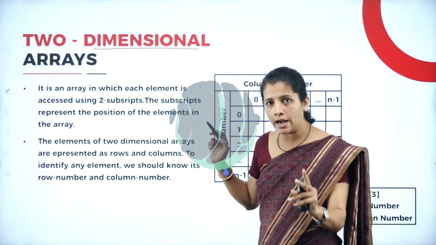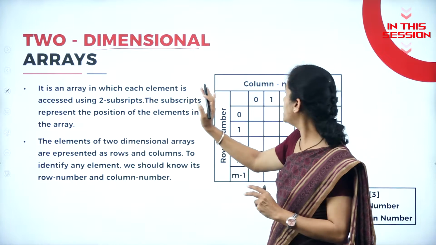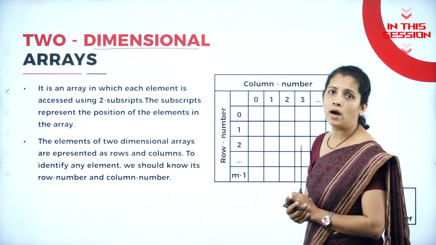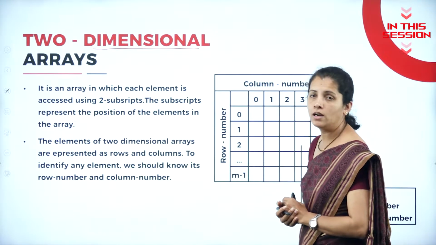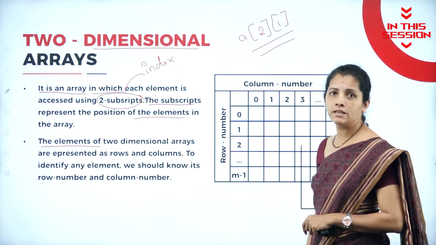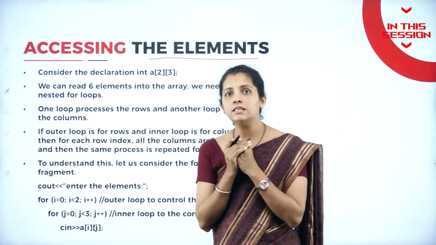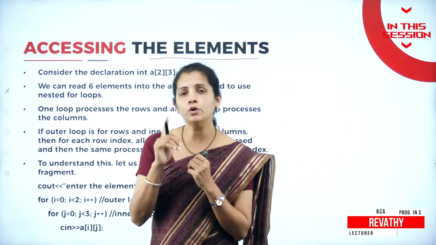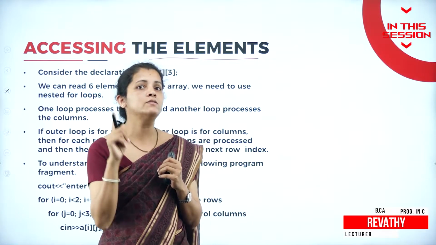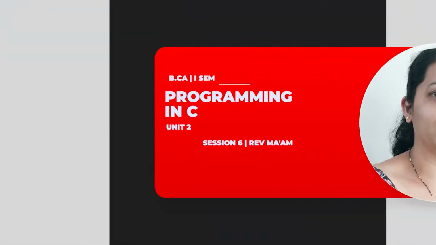To define an array, I'm going to use two subscripts. One is row and one is column. The elements of two-dimensional arrays are represented as rows and columns. If I consider a one-dimensional array, I'm going to have only one index. For that reason, I'm going to use only one for loop.